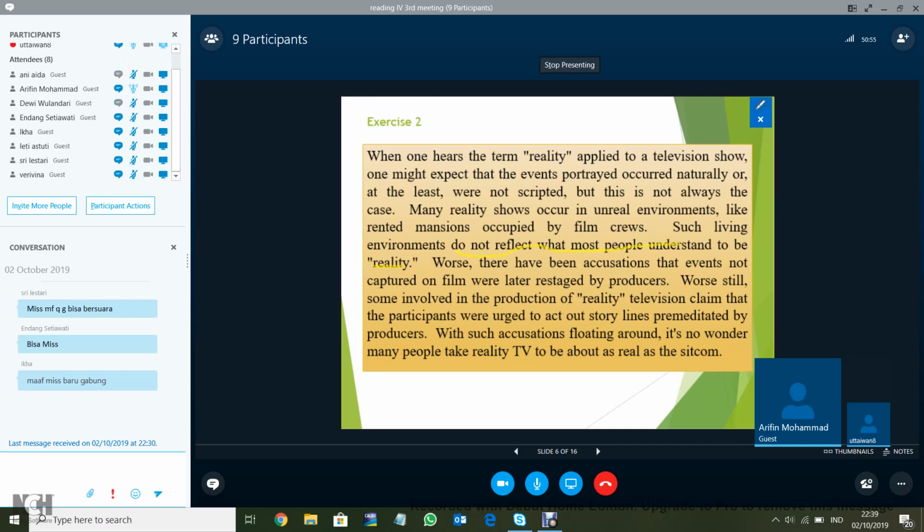Reality, kenyataan. So when you want to say this in bahasa in a good way, how do you translate?